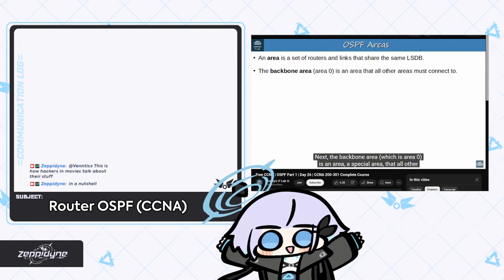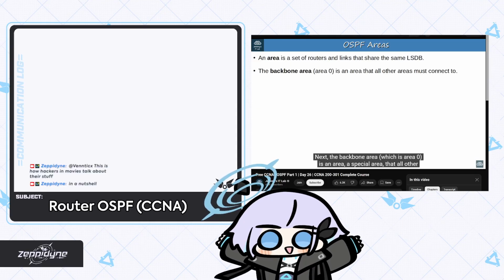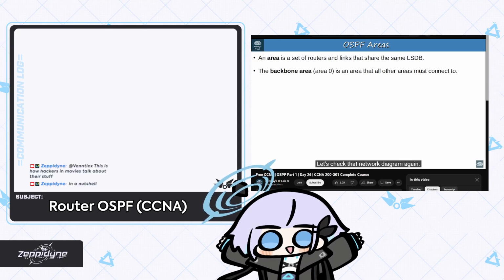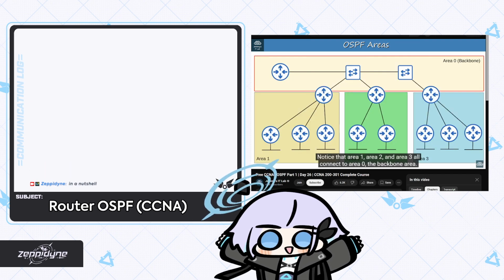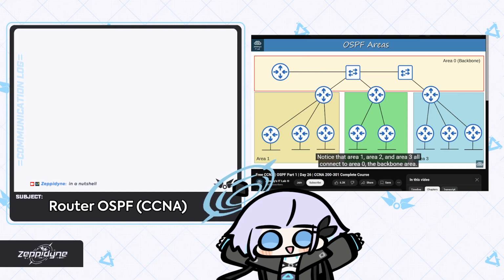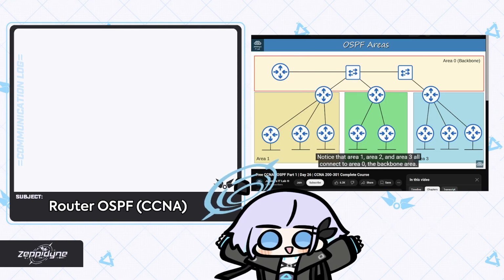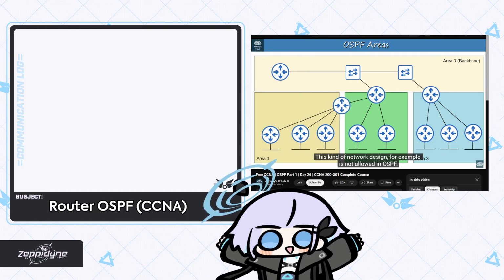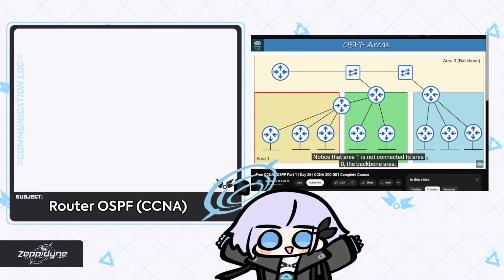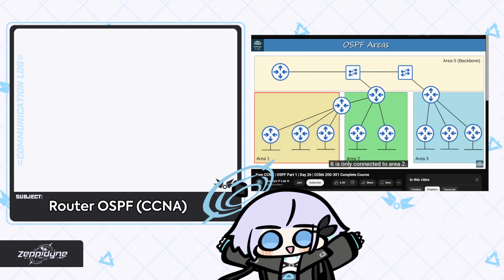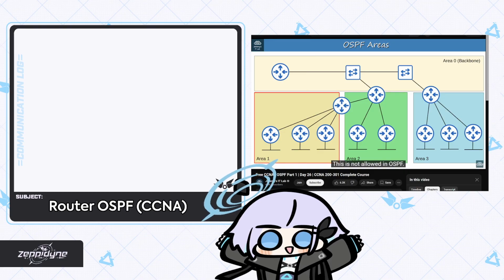Next, the backbone area, which is Area 0, is a special area that all other areas must connect to. Let's check that network diagram again. Notice that Area 1, Area 2, and Area 3 all connect to Area 0, the backbone area. This kind of network design, for example, is not allowed in OSPF. Notice that Area 1 is not connected to Area 0, the backbone area. It is only connected to Area 2. This is not allowed in OSPF.